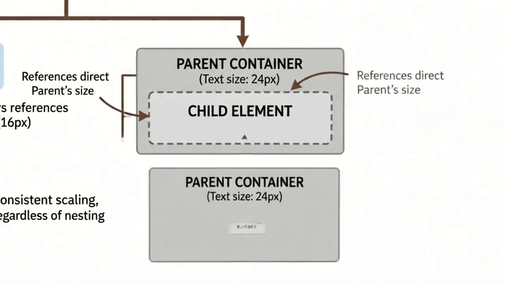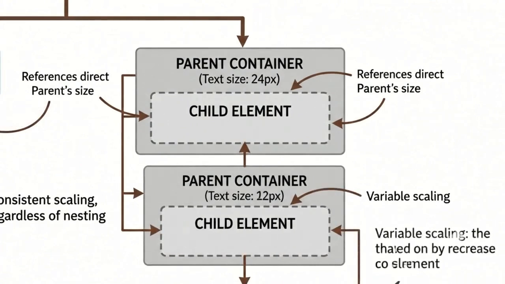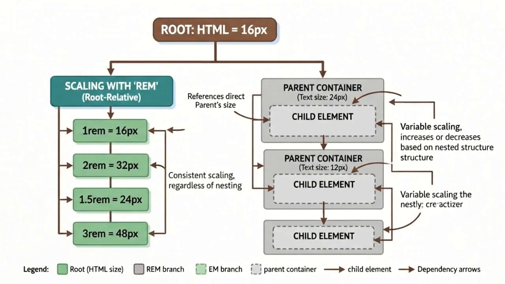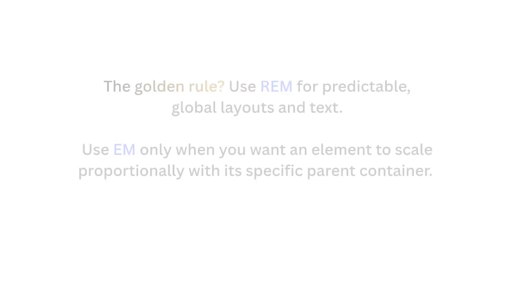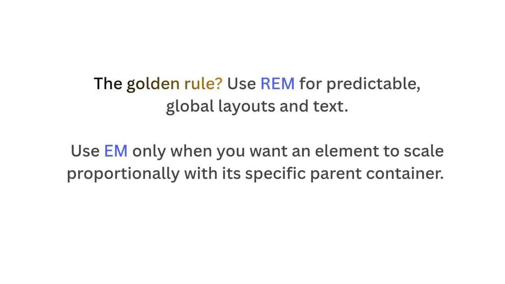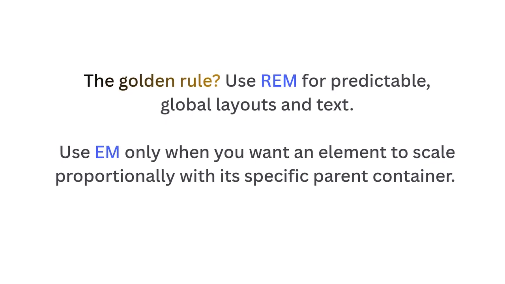Now look at the right side, em, or parent relative. Em ignores the root and looks strictly at its immediate parent container. If a parent is 24 pixels, a child element set to 1.5 em multiplies that parent size to become 36 pixels. But if the parent drops to 12 pixels, a child element set to 2 em becomes 24 pixels. It's a variable shifting scale that changes entirely based on how your containers are nested. The golden rule: use rem for predictable global layouts and text. Use em only when you want an element to scale proportionally with its specific parent container.